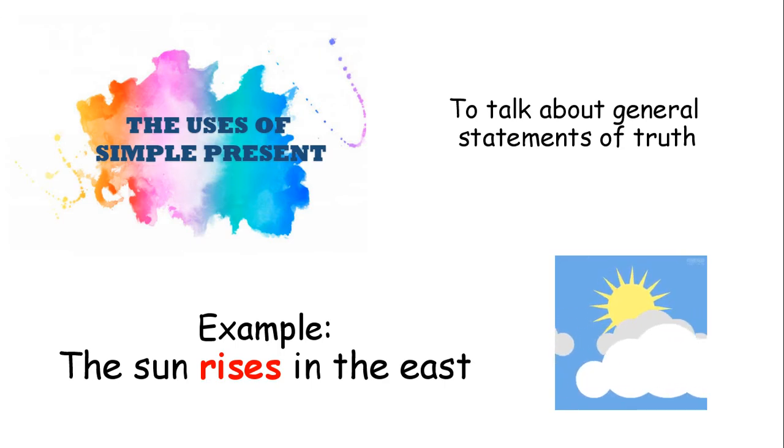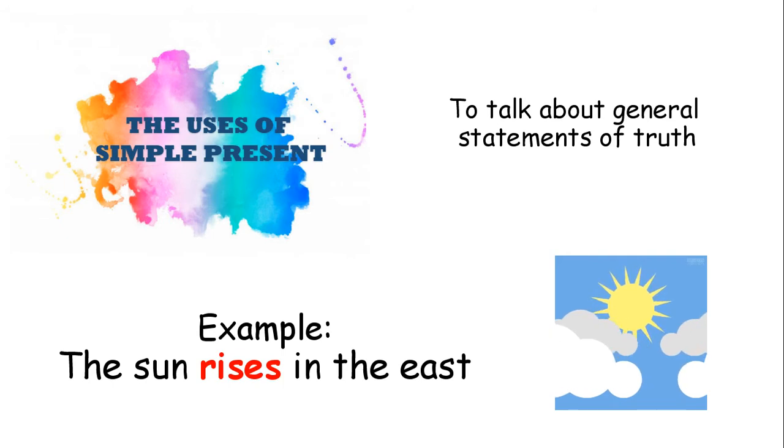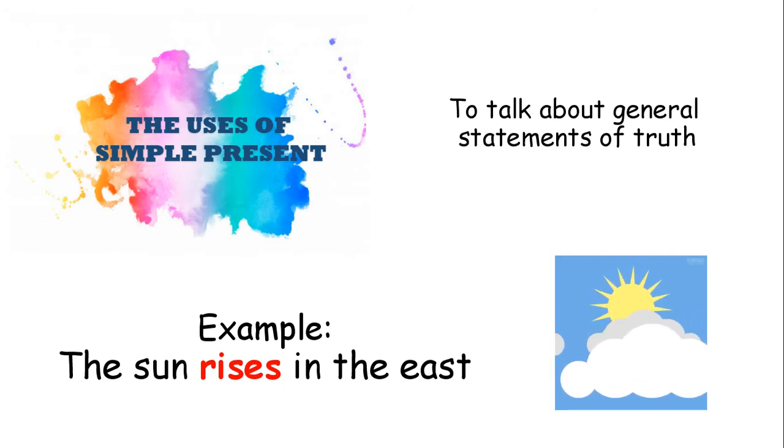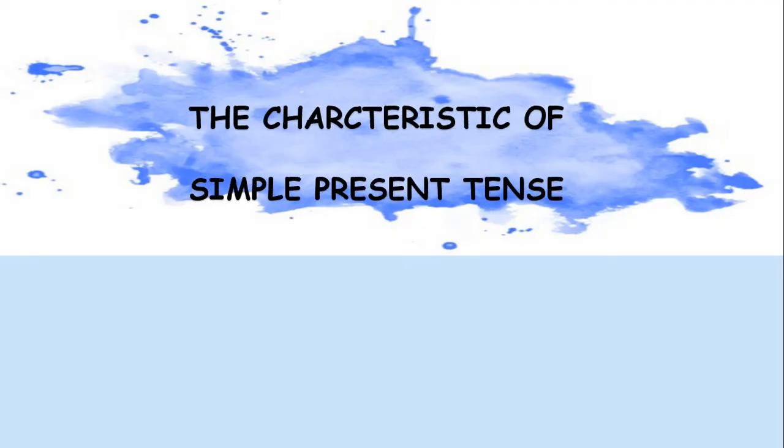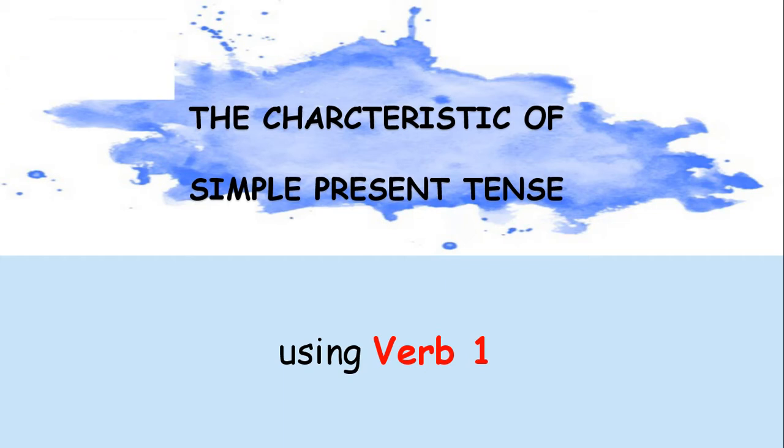So from the examples, can you guess what is the characteristic of simple present tense? If you answer the characteristic of simple present tense is using verb 1, then you are right. Now let's see the pattern and example for affirmative, negative, and interrogative form.